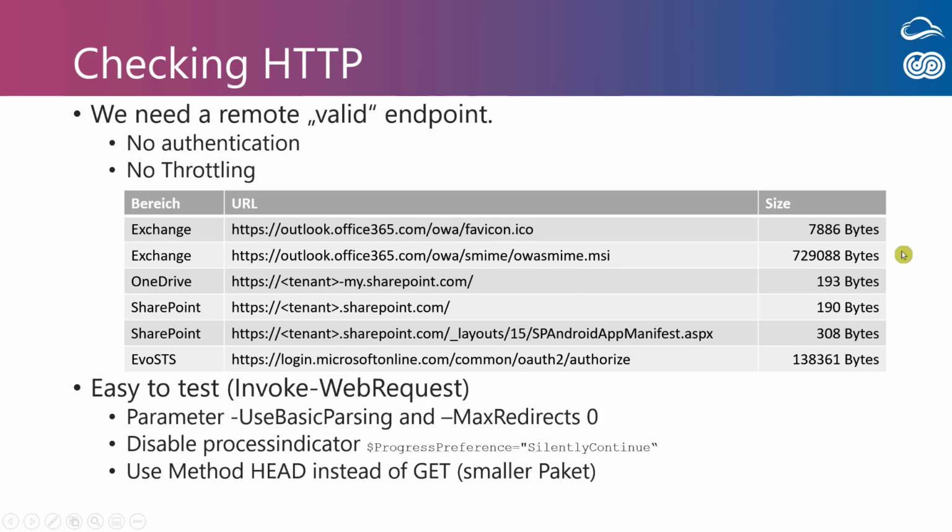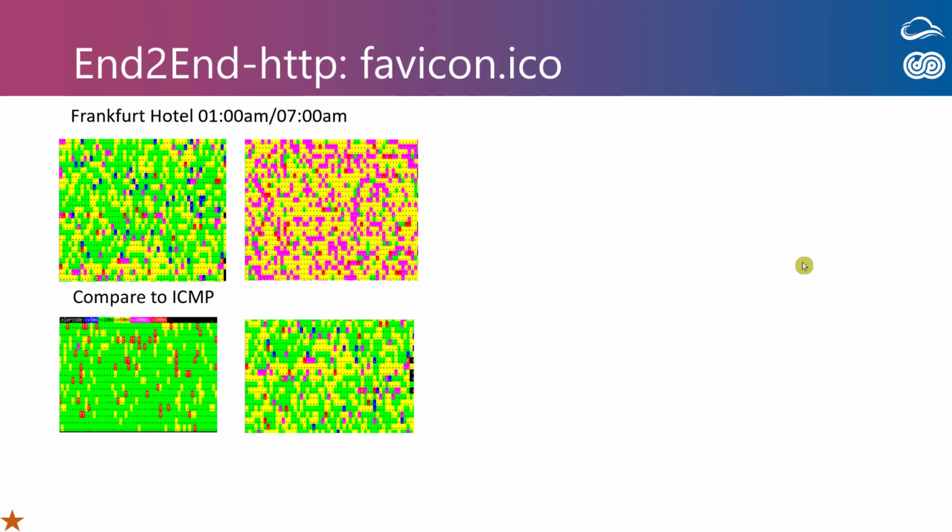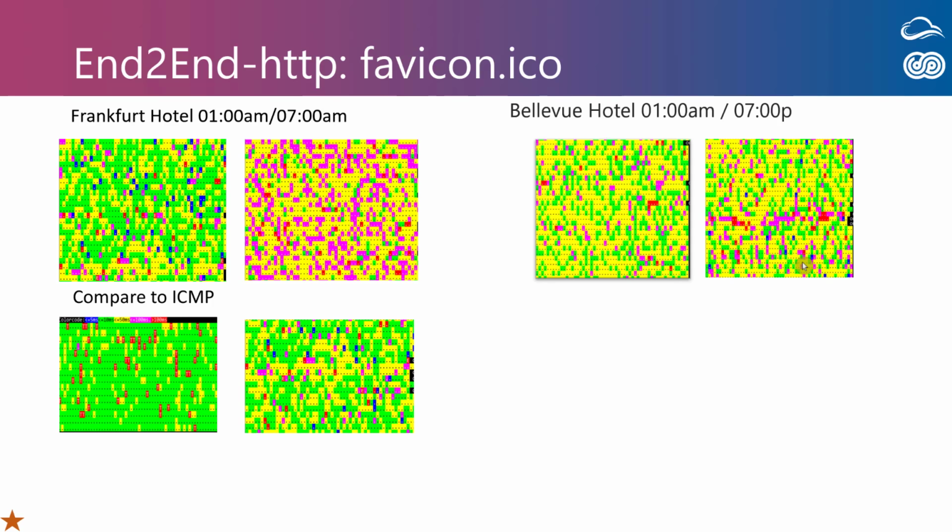This one. It's a 700 kilobyte file, and you can download it as often as you want without any throttling or authentication. So if you want to do a denial of service attack against your wide area link, use a PowerShell script with 10 concurrent connections.